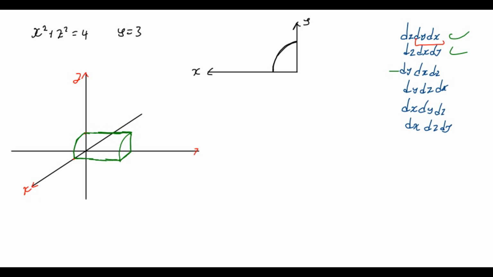Why am I writing y? That's supposed to be z. So here we have a 2, and we also have a 2 here, and the equation of this part here is simply x squared plus z squared equals 4.